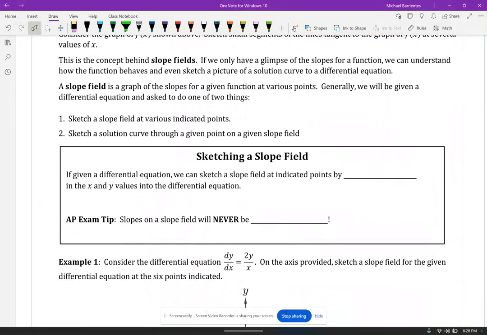And on the AP exam, you're going to be asked to do two things. One of the things you could be asked to do is to sketch a slope field. That's what we're going to practice in this video. And then the other thing you might be asked to do is to sketch the solution curve, sketch the original function through a given point if you have a slope field already created for you. So either you create the slope field or you use an already created slope field to draw a solution curve. And really, it's a sketch because not everything is exact, right?